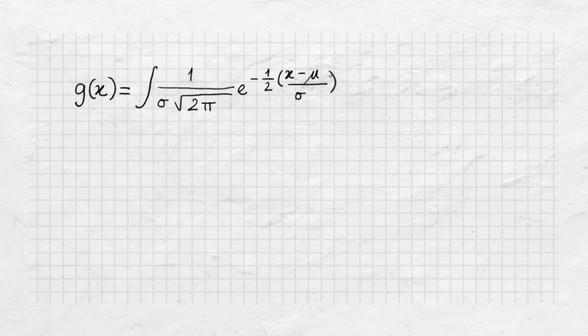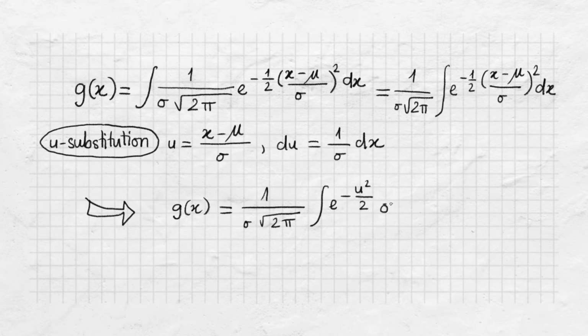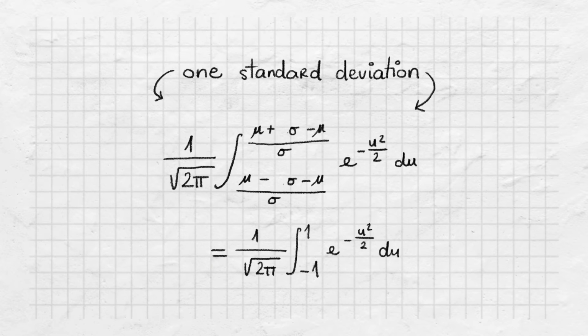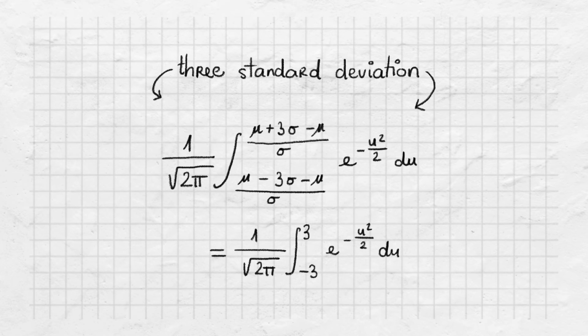Let's first try to integrate the function using antiderivative. First, apply u substitution. What we have here is the function for the area under the curve on 1 standard deviation, on 2 standard deviations, and on 3 standard deviations. This integral is non-elementary, so we have to approximate it using numerical methods.